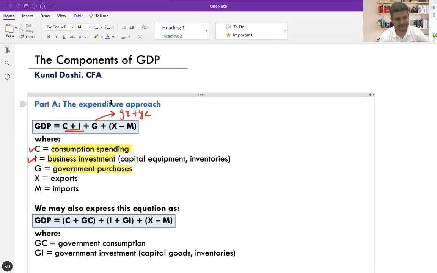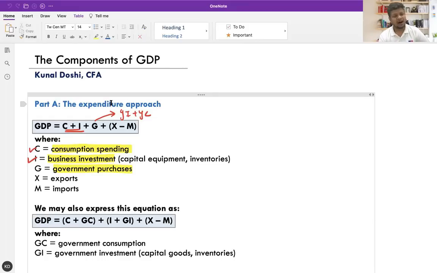So G is what the government consumes or what it invests. Yes. Clear? Yes. This is the most important equation, and most of today's topic will be based on this equation.